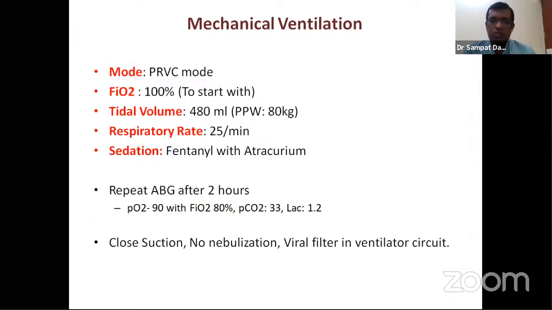So this is what I prefer in my modes. And closed suction, no nebulization and viral filters. This is something which I always talk about. Please do not be in a hurry to give nebulization, because these are not obstructive airway diseases. These are restrictive, where the alveoli are filled. So this has to do with the compliance of the lungs, not with airway obstruction. So don't be in a hurry to put on nebulization, because that will cause more harm, as the PEEP will go away once you put the patient on nebulization. That's something to be taken care of.